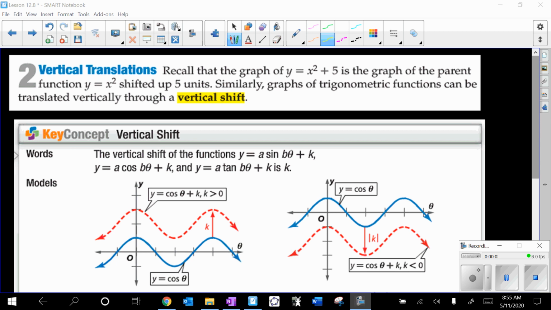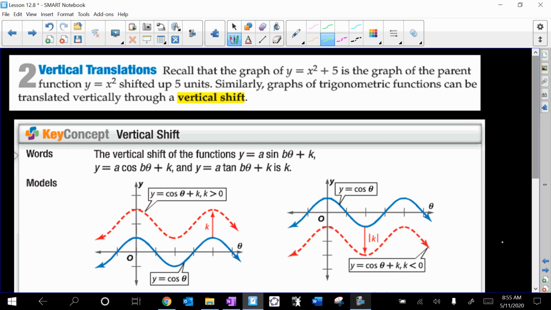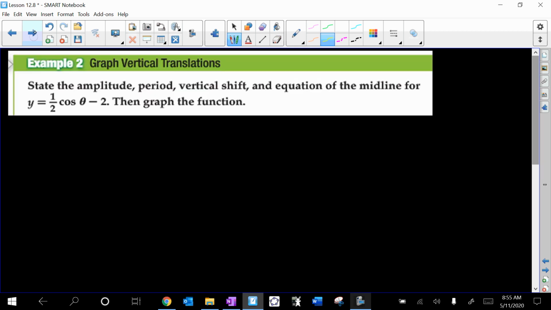Next, we're going to look at a vertical shift. So a vertical shift is going to move our function up and down. Kind of talked about this a little bit already. It's not going to be too difficult. It's just whatever we're going to call the equation of the midline, which will then affect our amplitude just a little bit. So I have one problem that we're going to look at.